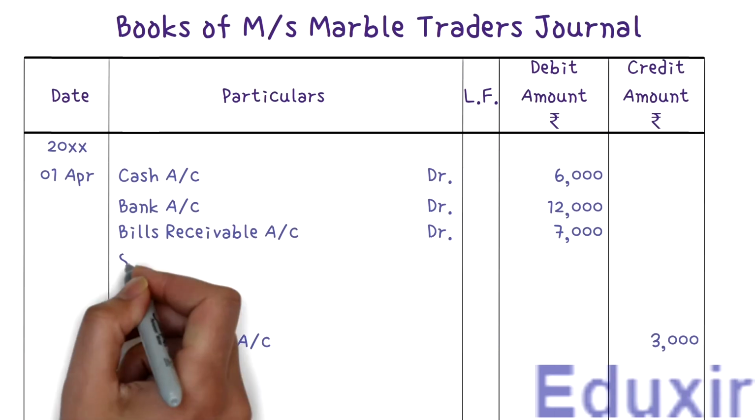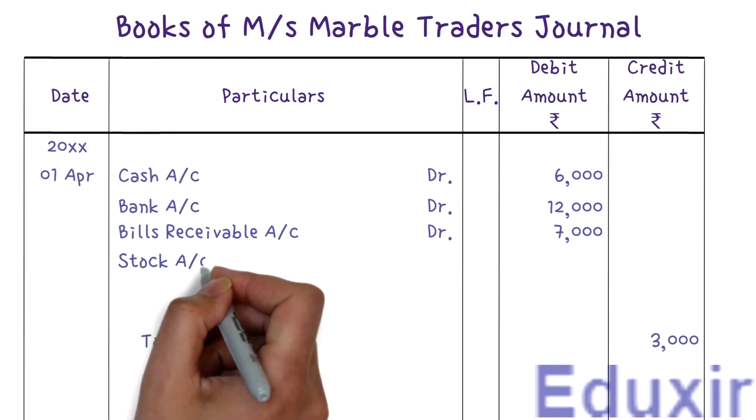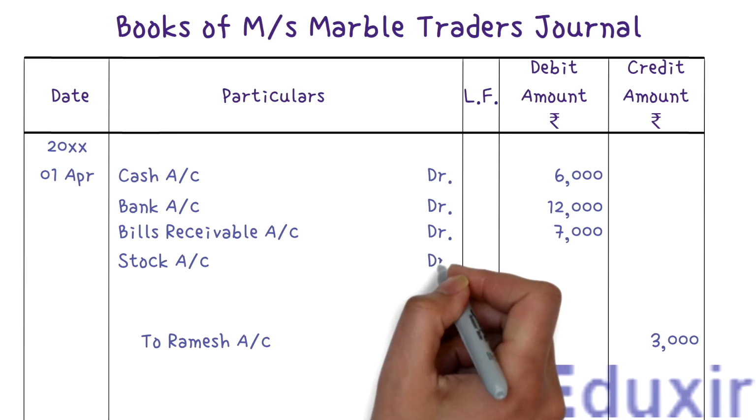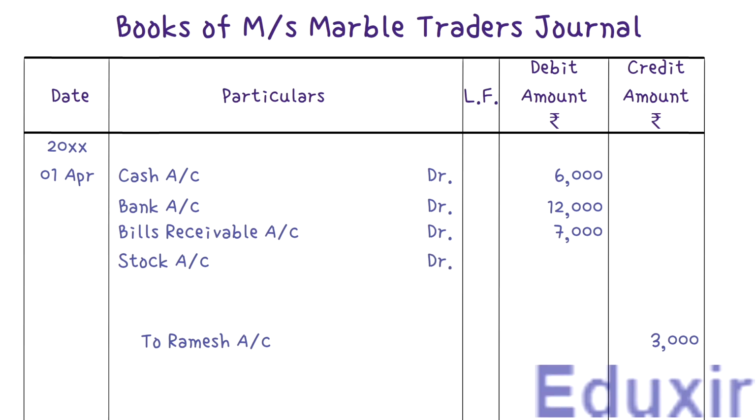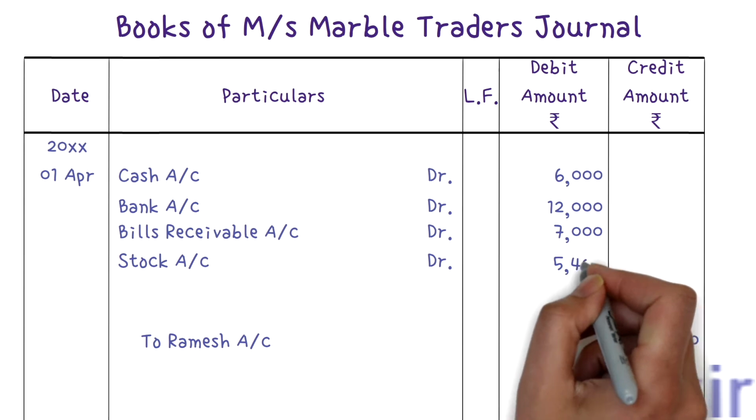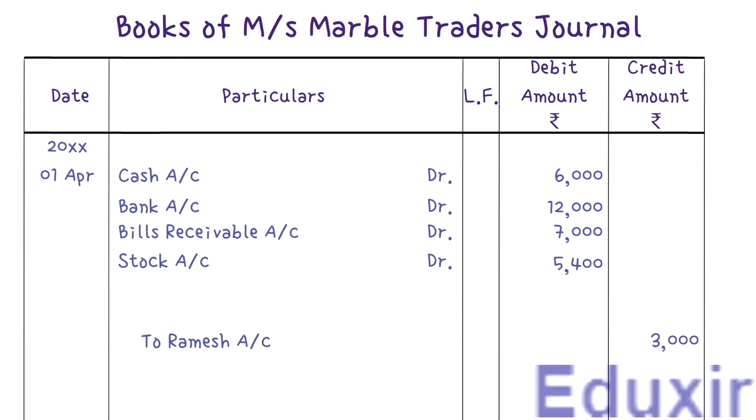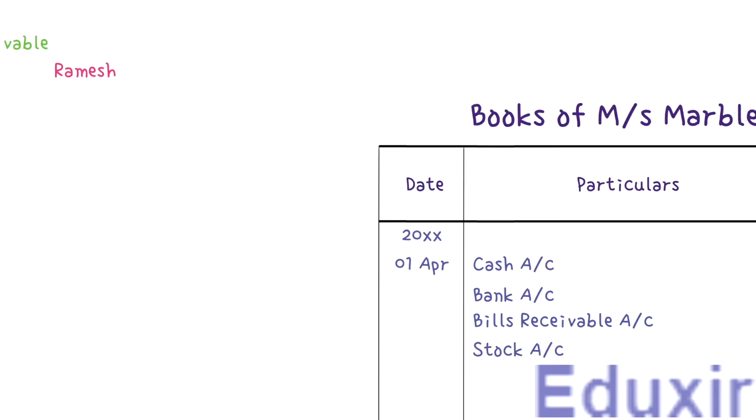Let us first record the stock account as the debit entry. Let us also write the text DR to indicate that this is a debit entry. Let us then record 5,400 rupees in the debit amount column. With that, we have completed the journalizing of the stock balance brought down. Let us now take up the next balance.